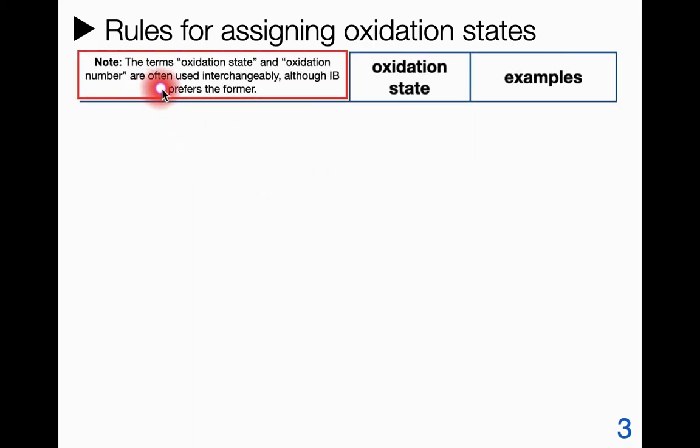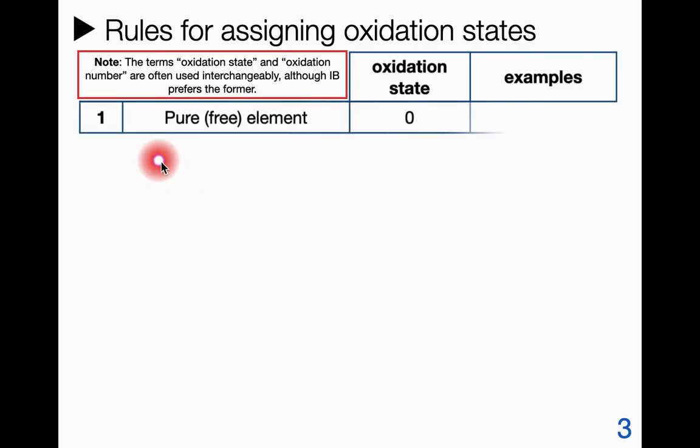Note, the terms oxidation states and oxidation numbers are often used interchangeably, although IB prefers the former, oxidation states. So if you should hear oxidation states or oxidation numbers, they mean the same thing. I prefer oxidation numbers, though I'm an IB teacher, so I'll try my best to always use oxidation states. But oxidation numbers are much more descriptive because they are, in fact, numbers.